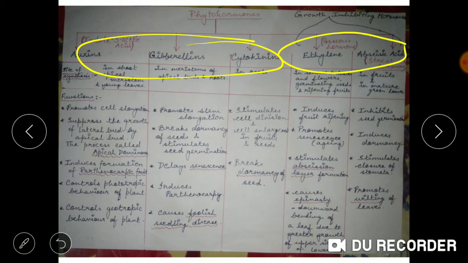The first 3 are the growth regulators and the next 2 are the growth inhibiting hormones. Firstly, we'll talk about the plant growth hormones, which are auxin, gibberellin and cytokinins, and the inhibiting ones are ethylene and abscisic acid. So we'll start with auxins.